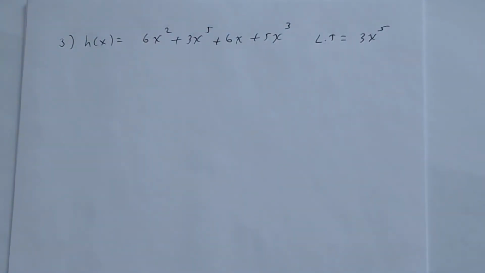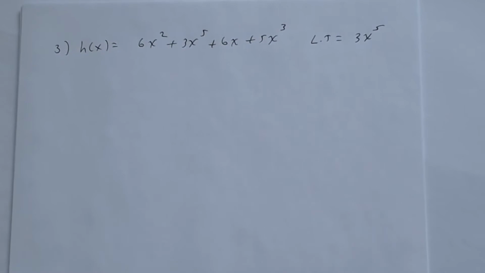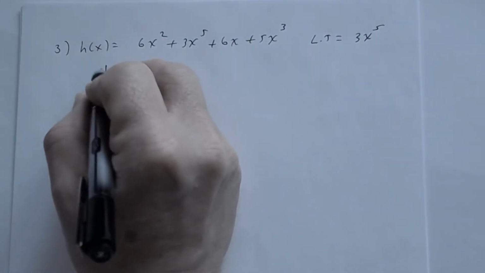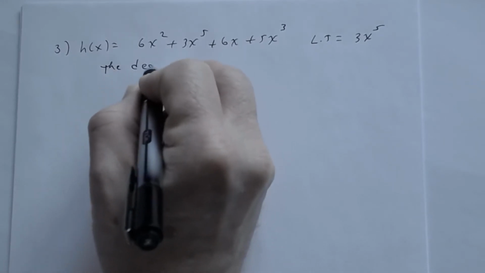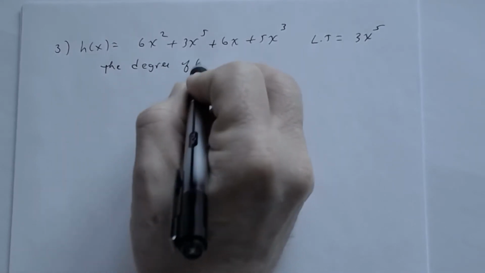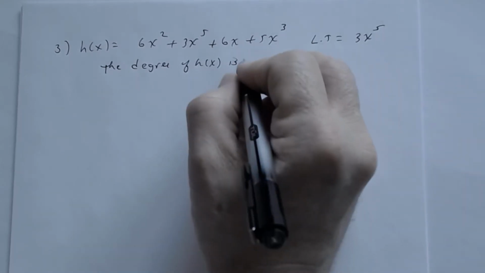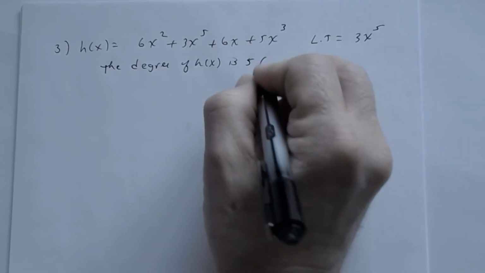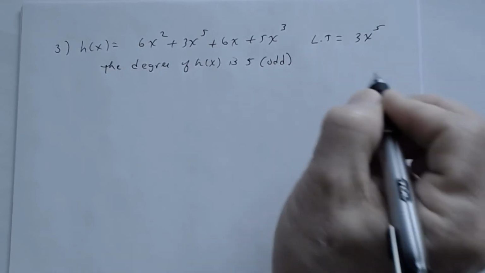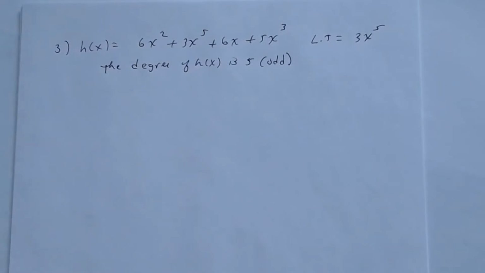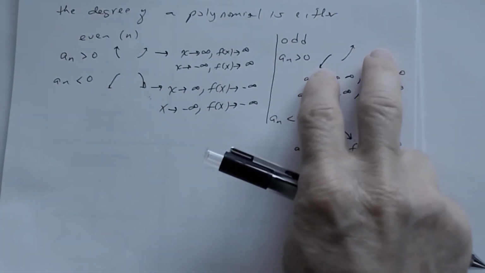Okay, now since I found the leading term, since you know the leading term is 3x to the 5th, I know this now. So I know that the degree of h of x is odd, because it's 5. So it's 5, right? So that's odd. Okay? So since it's odd, remember what that means. That means that since it's odd, both ends are in opposite directions.